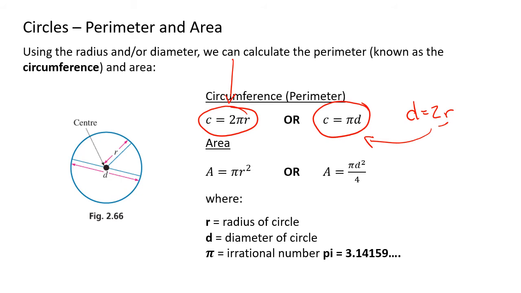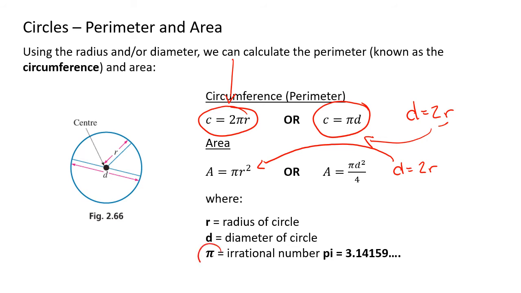Similarly, area, you can do it either way. If you know the radius, it's pi r squared. Okay, so pi times the radius squared. And if you know the diameter, it's pi times the diameter squared divided by 4. Again, if you substitute the diameter equal to 2r, you would end up with this formula here. Okay, so they're both identical, and it doesn't matter which one you use.